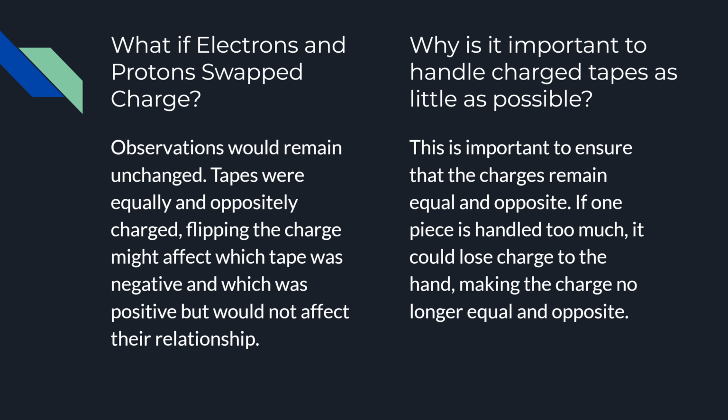So a few important discussion questions. If the electrons and protons swap charge, what would happen? Observations would remain unchanged. The tapes were equal and oppositely charged. Flipping the charge might affect which tape was negative and which was positive, but would not affect their relationship and the fact that they would still attract.